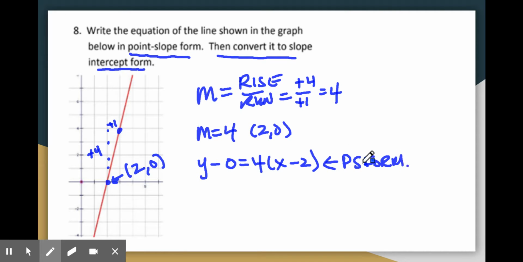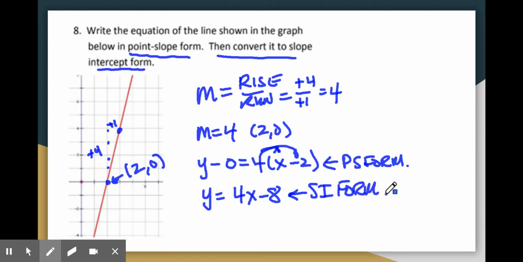Now I can convert it to slope-intercept form by distributing. So let me distribute the 4. And I have y minus 0, I don't even need the 0. y equals 4x minus 8. There's my answer in slope-intercept form. There's my answer in both forms. That's what they asked me to do: give the line in point-slope form, then convert it to slope-intercept. So I did that.